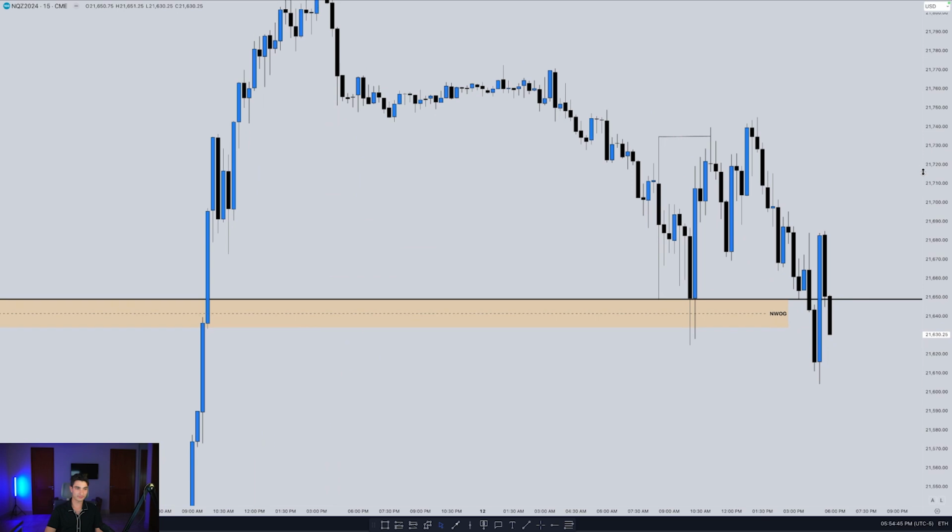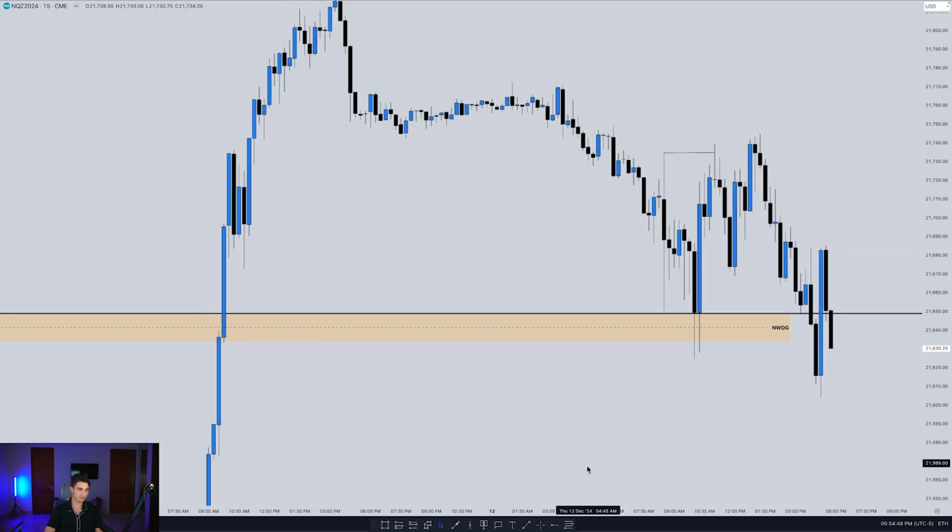So zooming in here to the 15-minute chart, we have the sell side here.